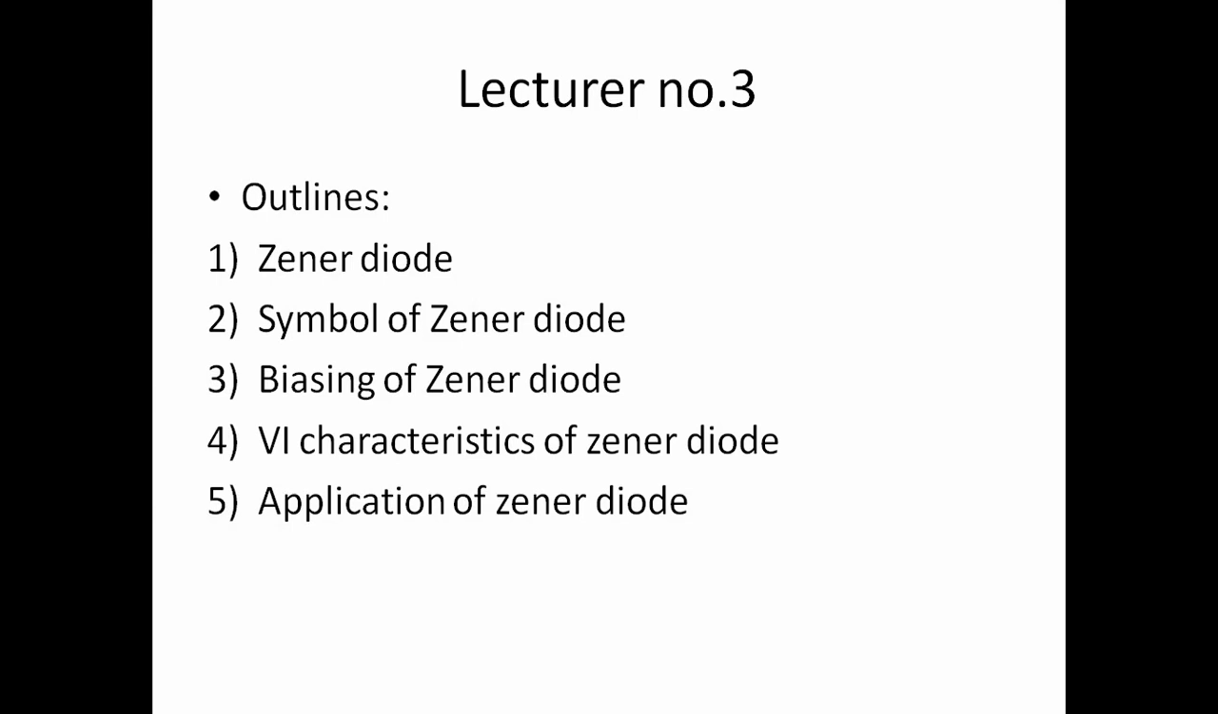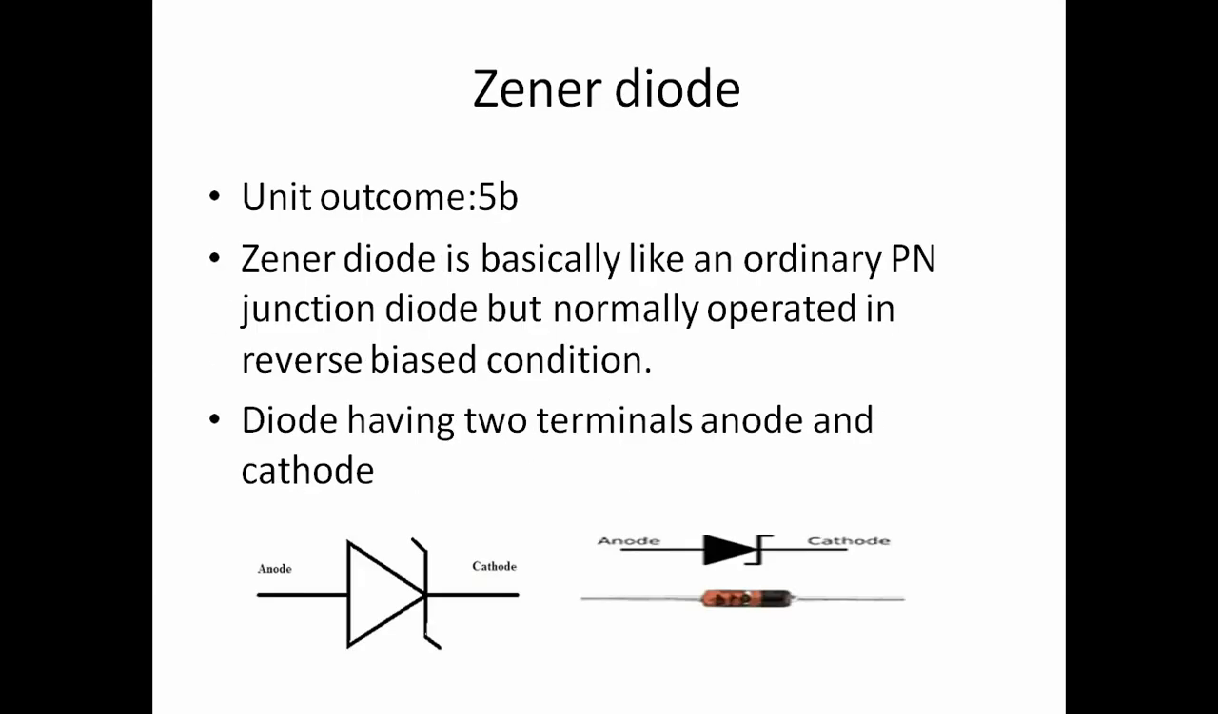These are some outlines of lecture number 3. First one is the Zener diode. Next one is the symbol of Zener diode. Third one is biasing of Zener diode. Fourth one is VI characteristics of Zener diode, and fifth one is the applications of Zener diode.